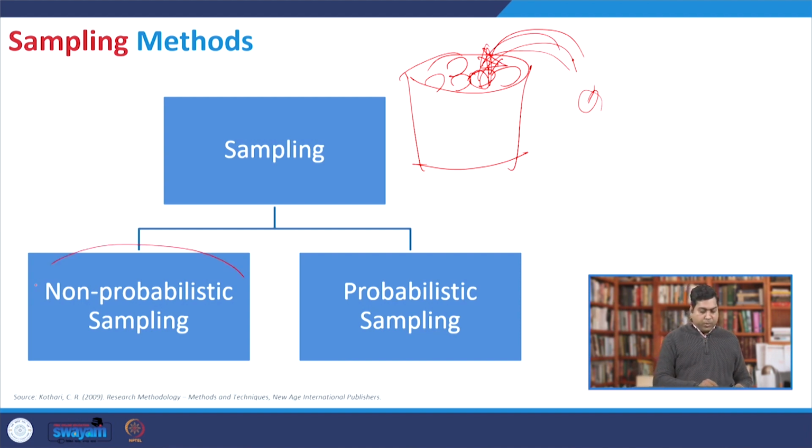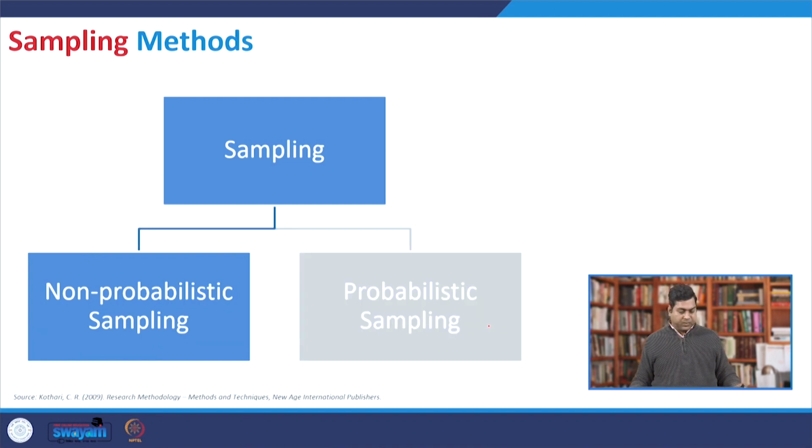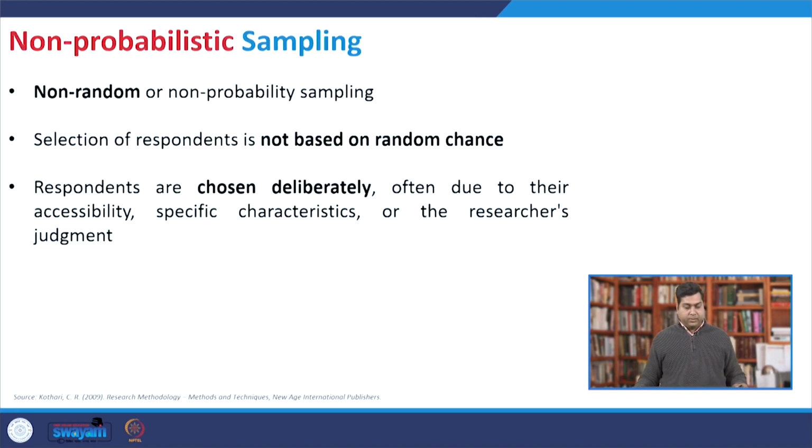Now, in non-probabilistic sampling there is no probability involved, and mostly it is based on some kind of judgment, some sort of purpose. We can go ahead with that. Sometimes it is also required, and we will discuss it in detail. And then we have probabilistic sampling, where the probability of selecting a respondent is actually determined. So in such cases we do have probabilistic sampling as well. In this lecture we will discuss non-probabilistic sampling in detail. So let us understand what exactly it is.